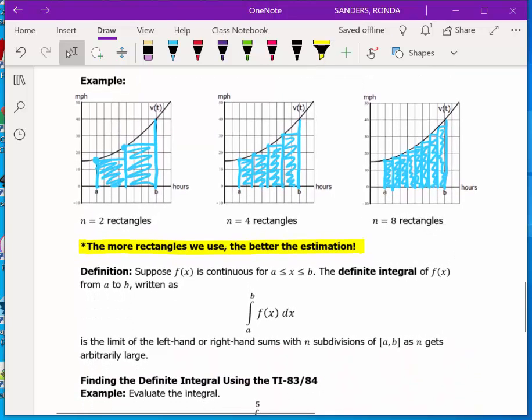So, suppose we have a function f of x that's continuous on the interval from a to b. The definite integral of f of x from a to b, written as the integral from a to b of f of x dx, is the limit of the left-hand or right-hand sums within subdivisions of [a, b] as n gets arbitrarily large. So, if we take our number of rectangles and let that go to infinity, the end result will be the value of the definite integral of f of x.